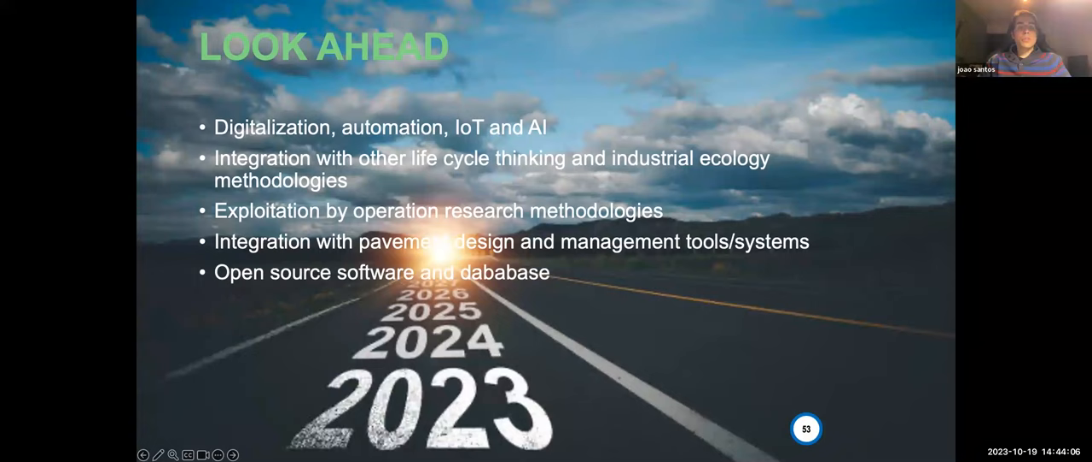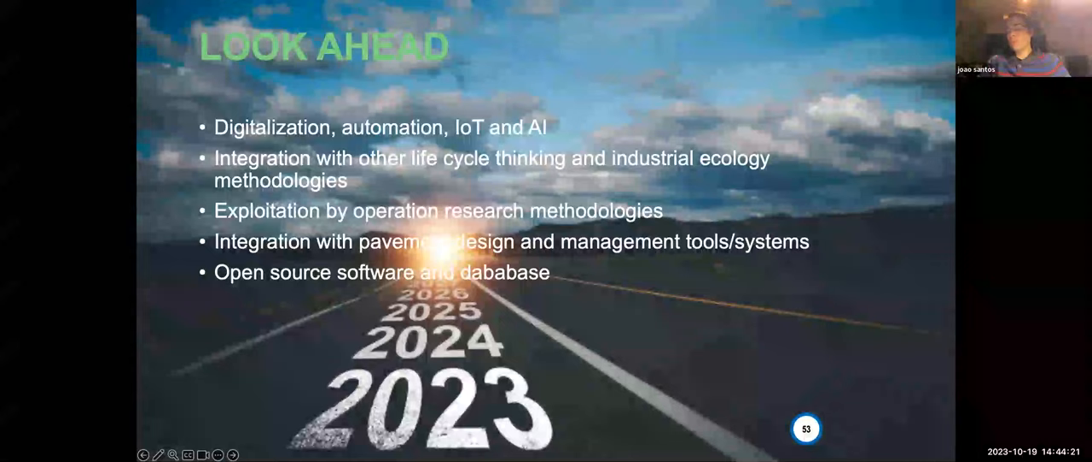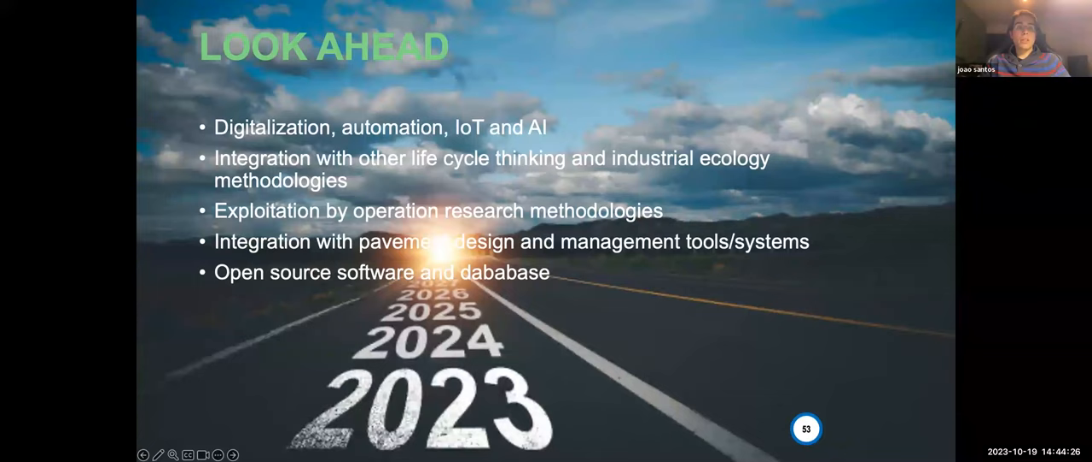Open source software and databases. I think the future will also pass by these important components that are already interesting initiatives. In this case, mainly in the US with the data commons and now recently with the new will to collect data to produce EPDs. All of these will lead to open databases.